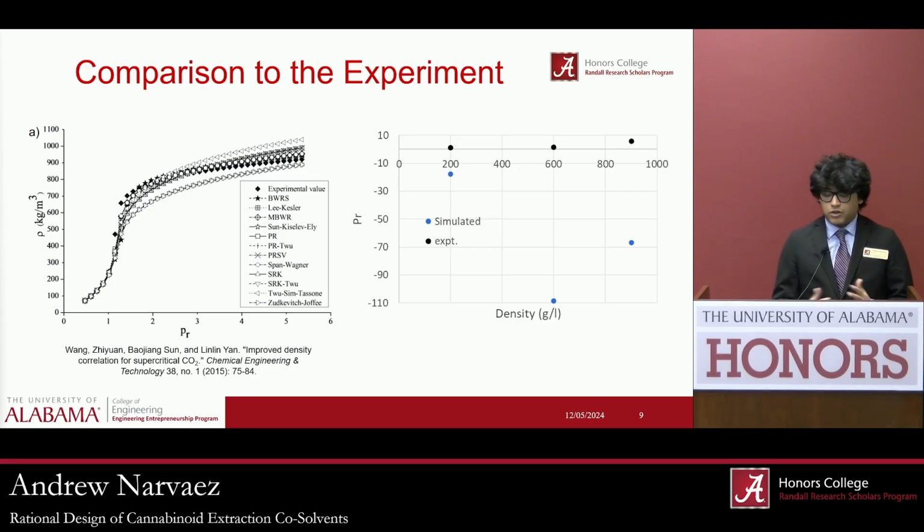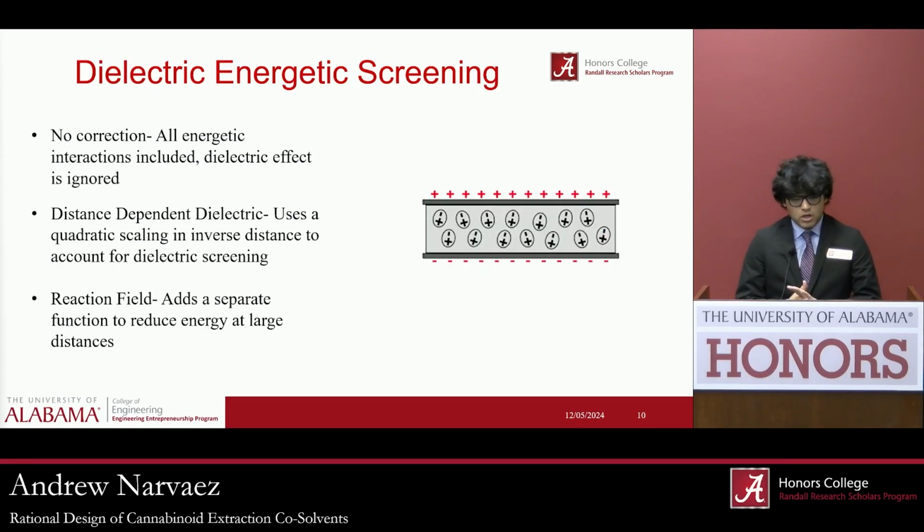They're negative, they're sporadic, they're all over the place. So because of this, we realized that we were probably neglecting this electrostatic potential that should decrease at larger distances due to a dielectric effect. And I'll explain this effect a little better here.